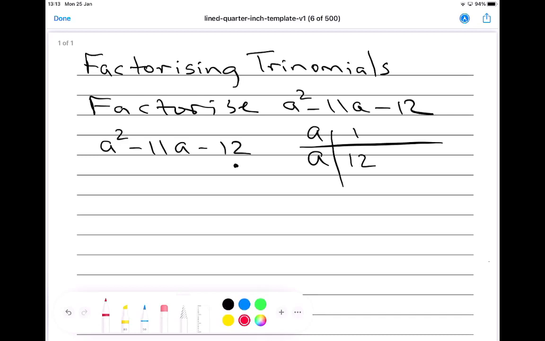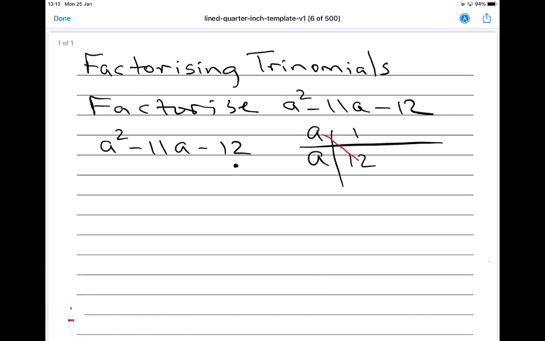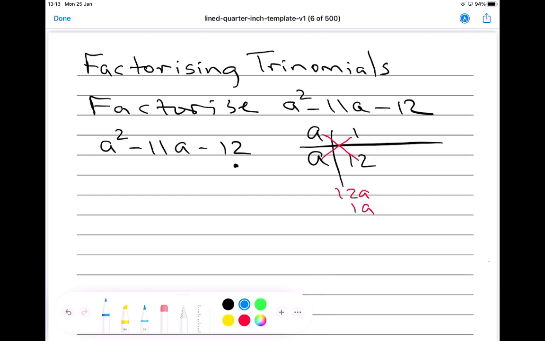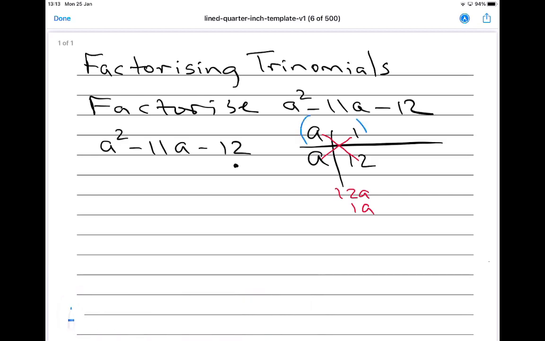And so you check if you multiply diagonally, that gets you 12a. And if you multiply there diagonally, that gives you 1a. Do you think 12a and 1a can give us negative 11a? Fortunately, yes, I think we can subtract and get an 11a from this. So this means this is the correct combination. And therefore, a and 1 will go in one bracket. In the other bracket, a and 12 will go there.